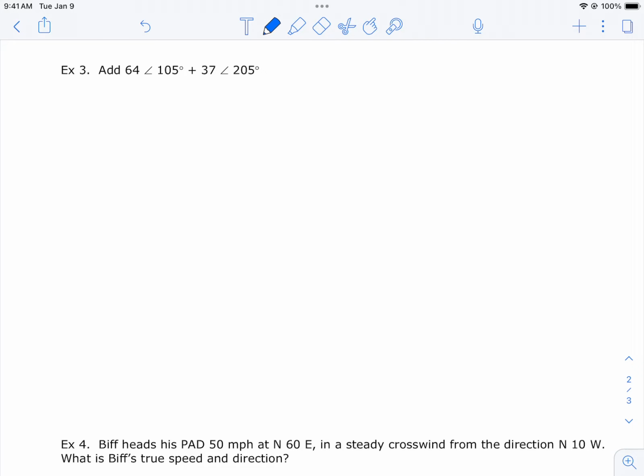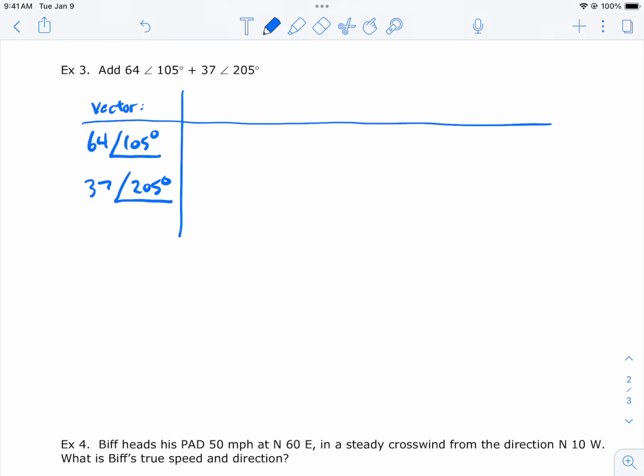Now to organize my work, I like to do this. Pretend you're like an accountant, a bean counter or something, and get out one of those green pads of paper with all the nice lines, and make a table. So we've got a vector, 64 at an angle of 105 degrees. We've got another vector, 37 at an angle of 205 degrees. And then we're going to have the resultant. We're going to have to add these up somehow. But before we can do that, we're going to need to convert. Rather than label that vector, I think I'll label it this way. There's your polar form, and now we're going to make rectangular form.